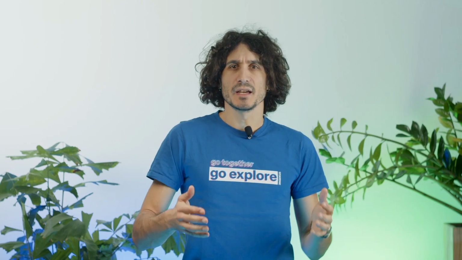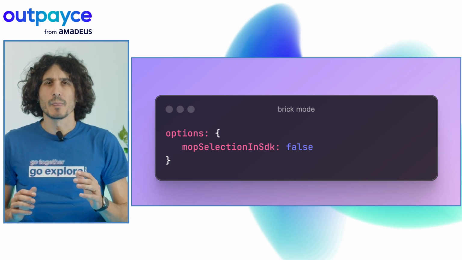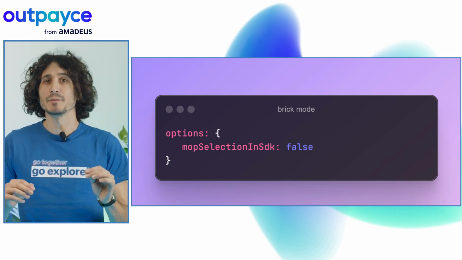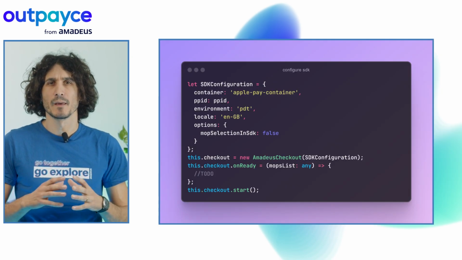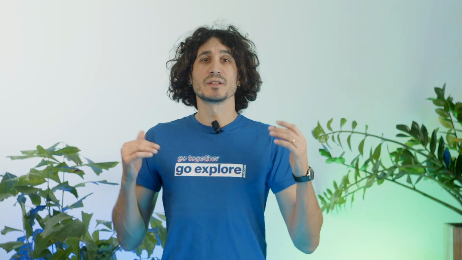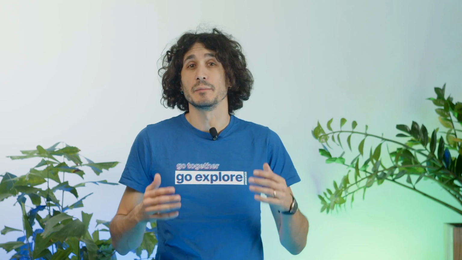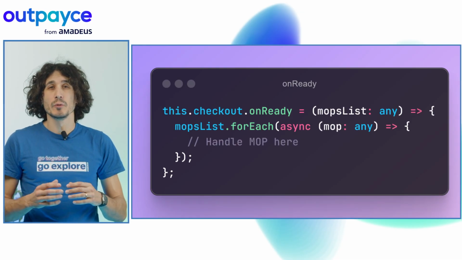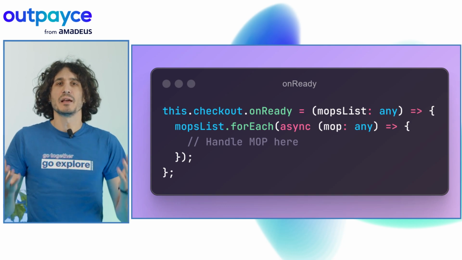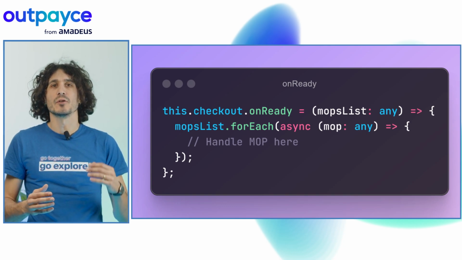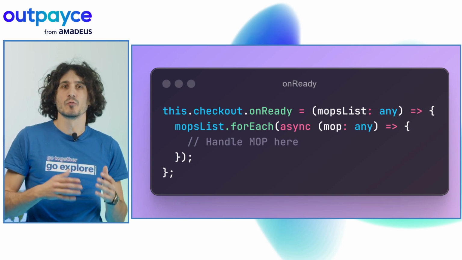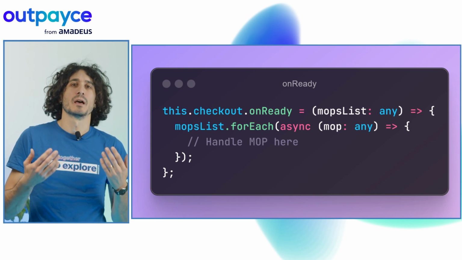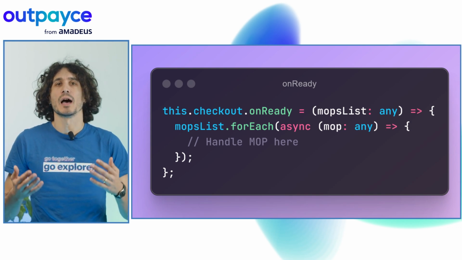Once you have your PPID ready, it's time to initialize the SDK. To activate Brick Mode, make sure to pass the option modeSelectionInSDK: false. Here's how you configure the SDK. At this point, if you run the application, nothing will be displayed. That's because in Brick Mode, you are responsible for rendering the payment method. To do this, you will need to loop through the available methods of payment in the onReady callback and select the one you want to display. In our case, we are focusing on Apple Pay.